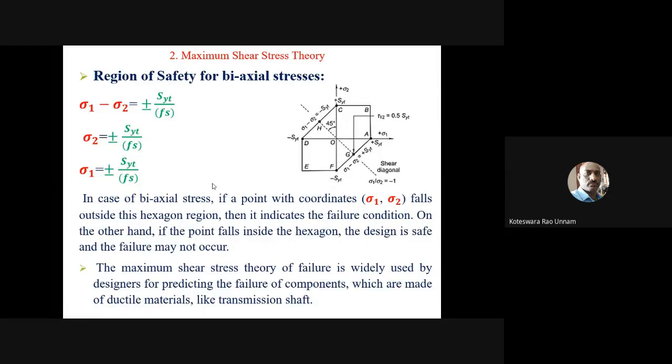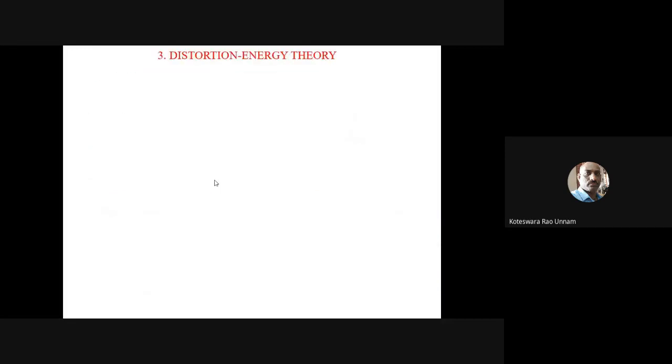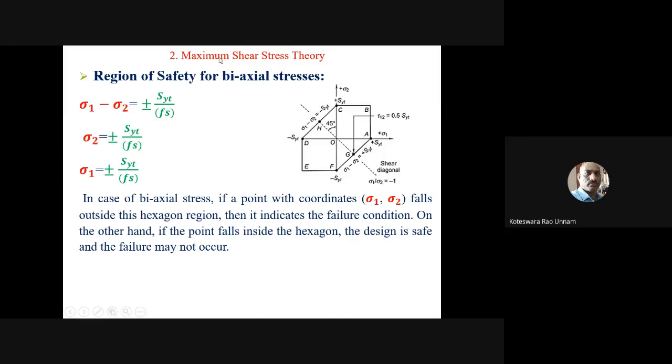So this theory is most applicable for ductile materials. Then we'll move on to another theory. So first we said maximum normal stress theory, then maximum shear stress theory.